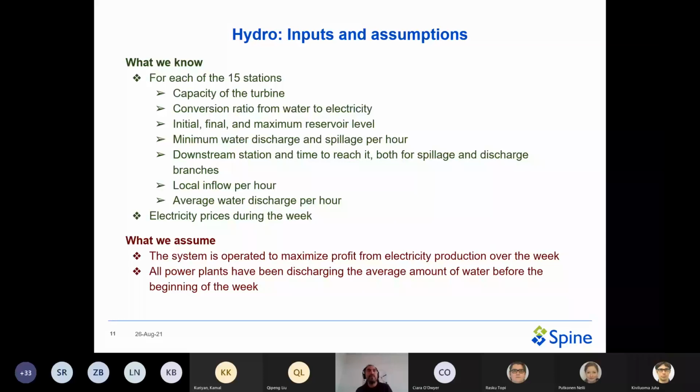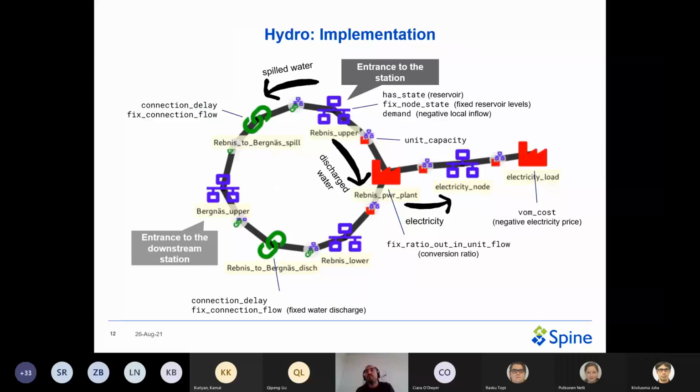So with that, we can start building our SpineOpt data structure to model this. And here I have a schematic that basically explains everything, hopefully. This is one power station, and you can imagine that the same is replicated 15 times for all the power stations. And what we have here is, well, these nodes.